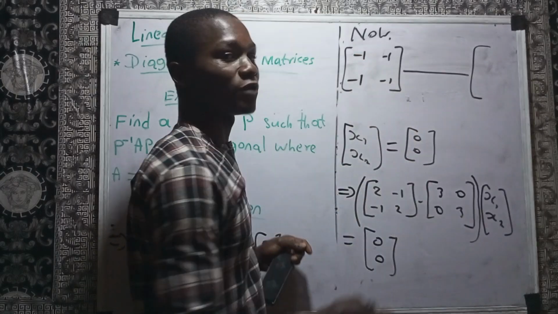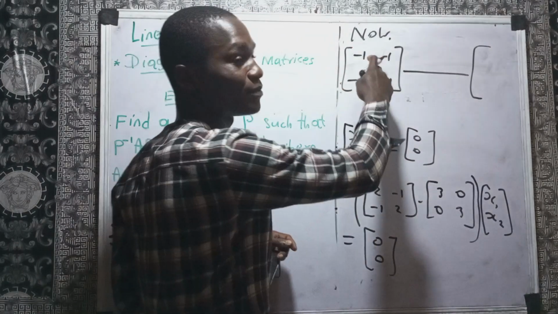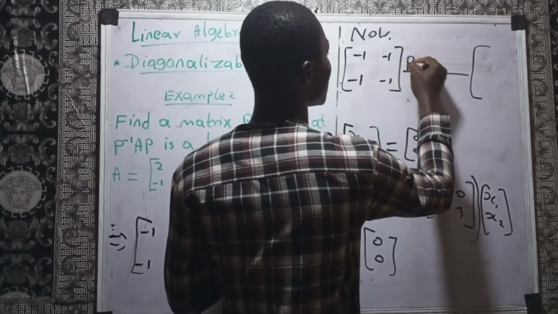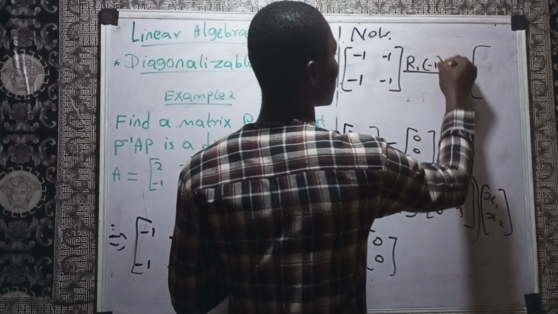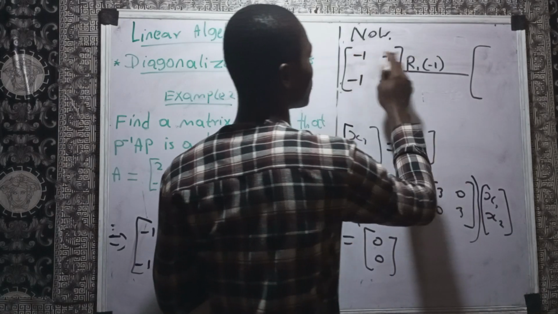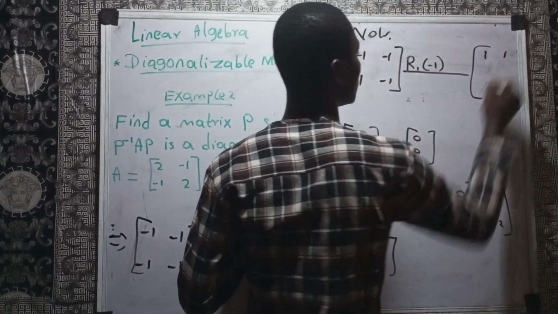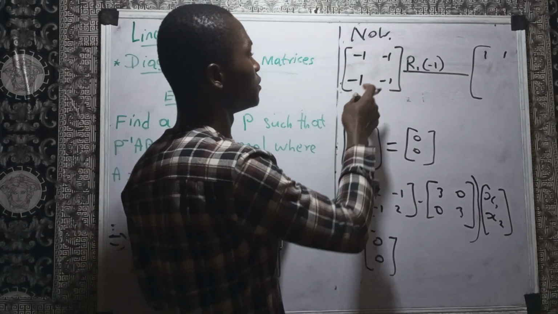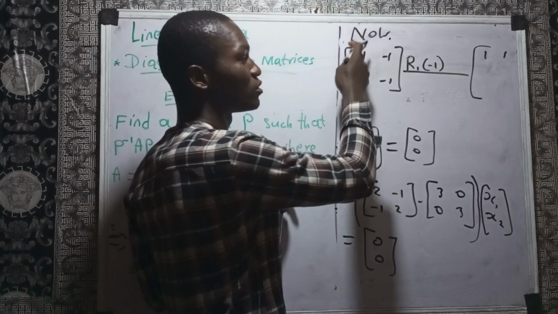How do we make it a positive 1? Multiply it by negative 1, and it will be positive 1. So we are going to say row 1 multiplied by negative 1. Right? So let's do that. If we multiply by negative 1, both of them will be positive 1.